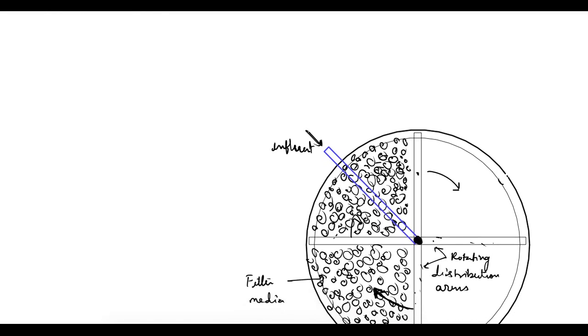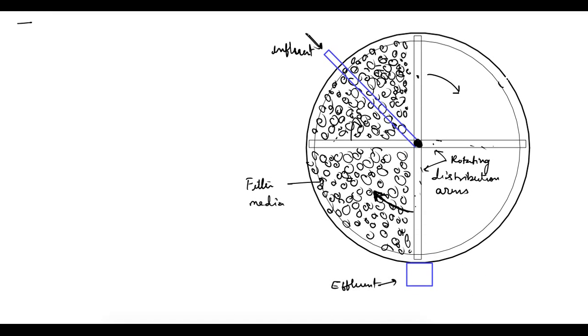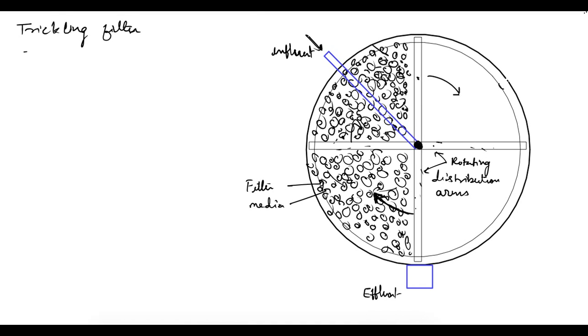So in trickling filter, a filter bed is provided. This filter bed can be made up of stones or some synthetic material. The sewage trickles over this filter bed with the help of these rotating distributory arms. So influent is entering from here, it reaches these distributory arms, and these are continuously rotating.